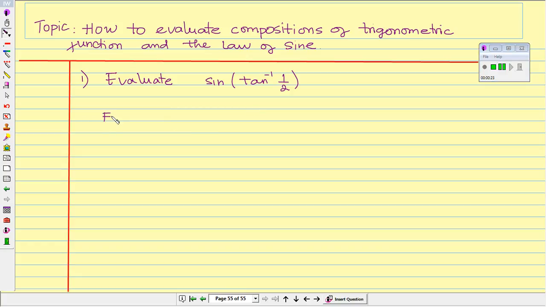So the first thing we are going to do is start with the innermost function. So we start with the inverse tangent first. So first, we are going to find the inverse tangent of 1/2. To do this, we will have to sketch a right triangle.